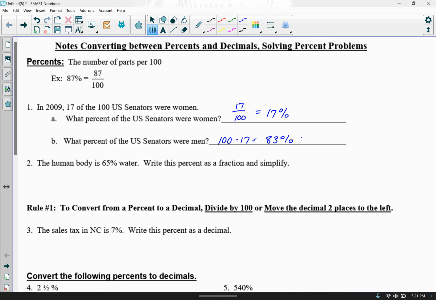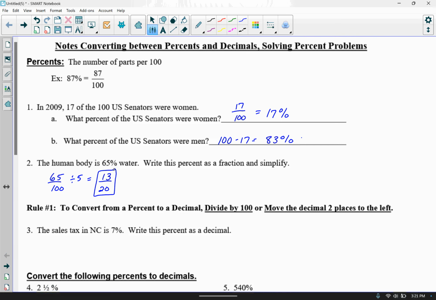We'll move on down to number 2. It says the human body is 65% water. They want us to write this percent as a fraction and simplify. So 65%, as we saw before, we can make that a fraction by putting it over 100. 65 and 100 both have a 5 in common, so we can divide them both by 5. 65 divided by 5 will give us 13. 100 divided by 5 will give us 20. And that would be our final answer, 13 over 20. So we've written that percent as a fraction and then a reduced fraction.